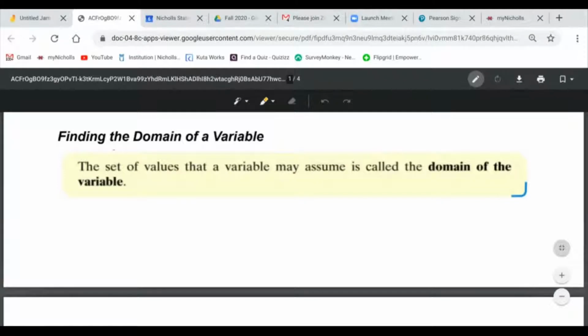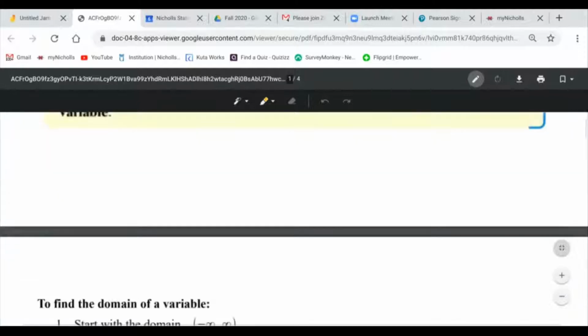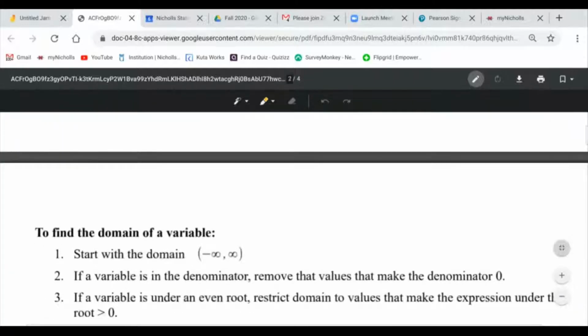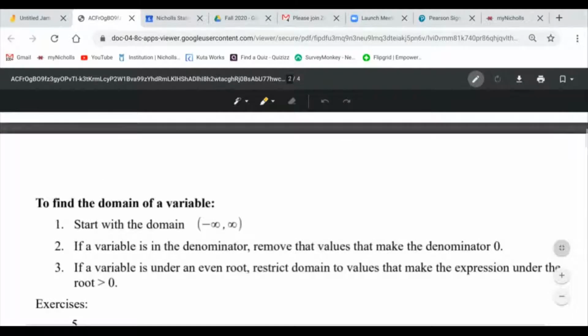We're going to learn some steps to finding it, and then we're going to go through a few examples. These are the methods that we'll use to find the domain of a variable. First, we're going to assume that it can be whatever it wants. It can be any real number from negative infinity to positive infinity. So it can be all real numbers.